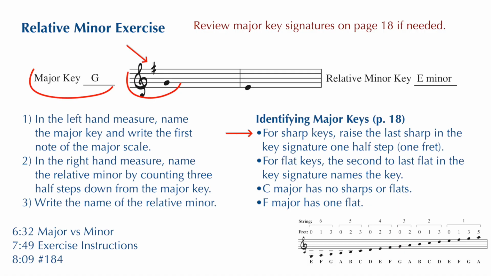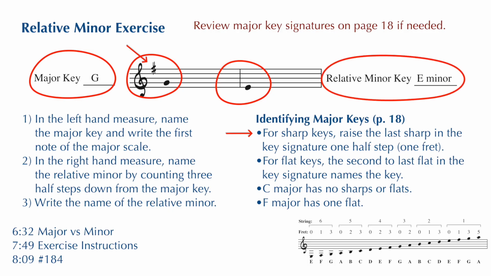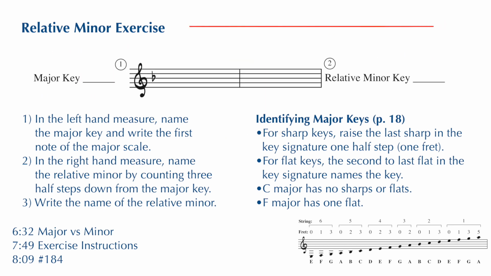So you would write a G in the staff and write the major key of G on the left. To name your minor key, you would start on that G, and then play 3 half steps down, 1, 2, 3, finding yourself on an E. And then you would write that E in the staff, and then fill in the blank on the right with E minor.